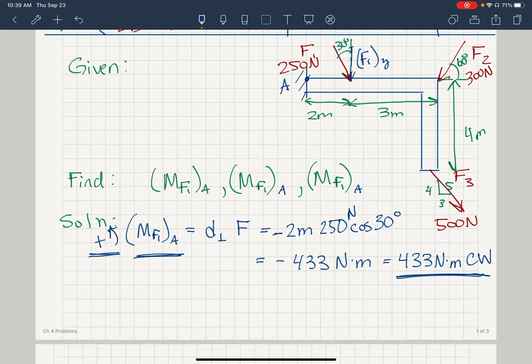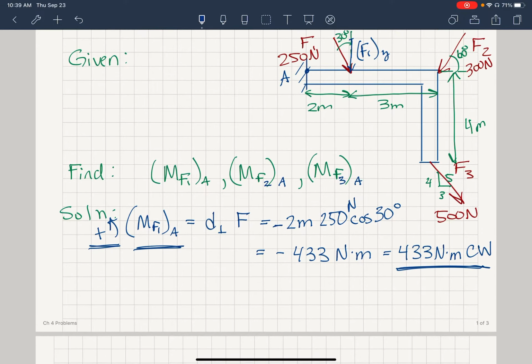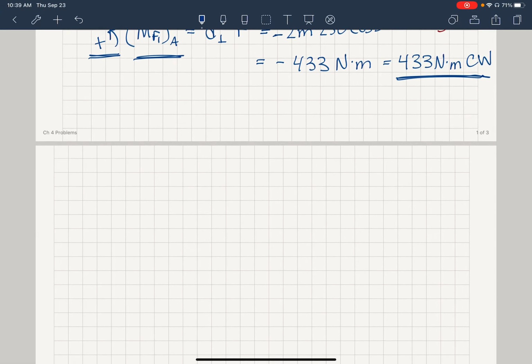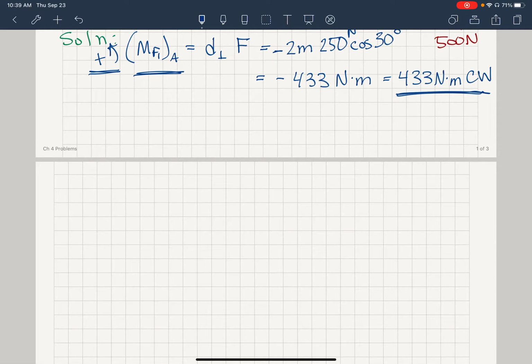So we also need to find the one for, I'll see where I made the mistake earlier, F2 and F3. So we could do the moment due to F2 similarly. We could use that vector method. We can also use that scalar method. We can also use the vector method, and maybe we'll do that just to get some practice with it. With this one, it's probably a lot easier just to use the scalar method, but I just want to make sure y'all see that.